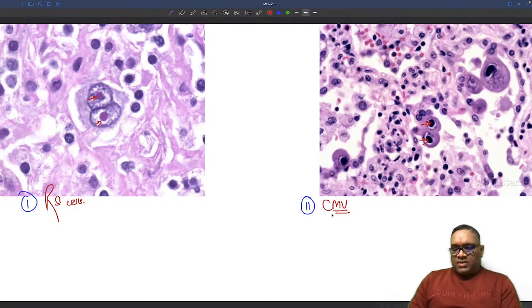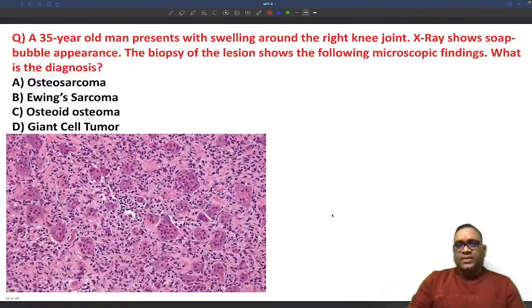Yes, very good. Number one, what I'm showing you is a Reed-Sternberg cell. Number two is cytomegalovirus. This was a previous year question, so you can again expect some question from this topic, right? Now tell me, what should be the right answer for this question?